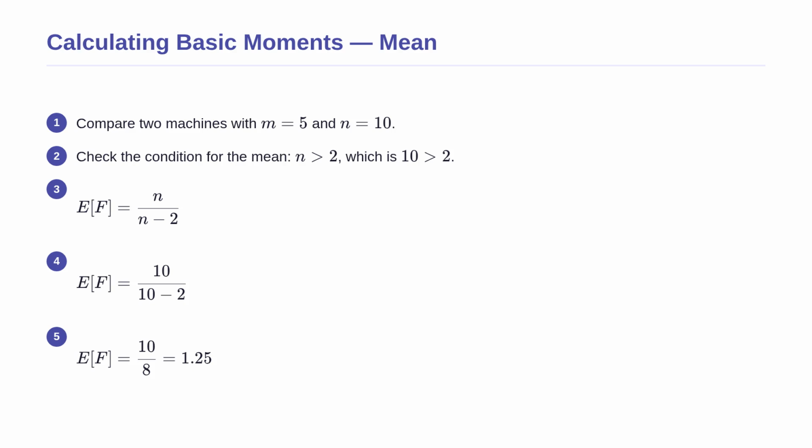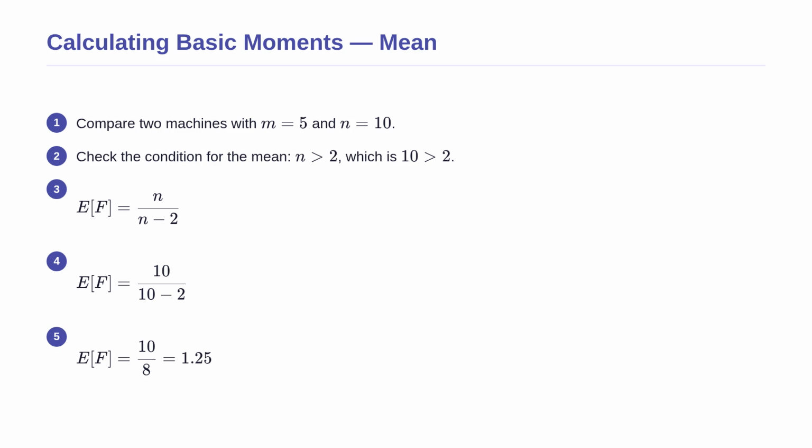Before we move on, let us see this with a concrete example. Suppose we are comparing the variances of two manufacturing machines to see which is more consistent. We are given an F statistic with numerator degrees of freedom m equals 5 and denominator degrees of freedom n equals 10. We want to find the exact mean to establish a baseline.